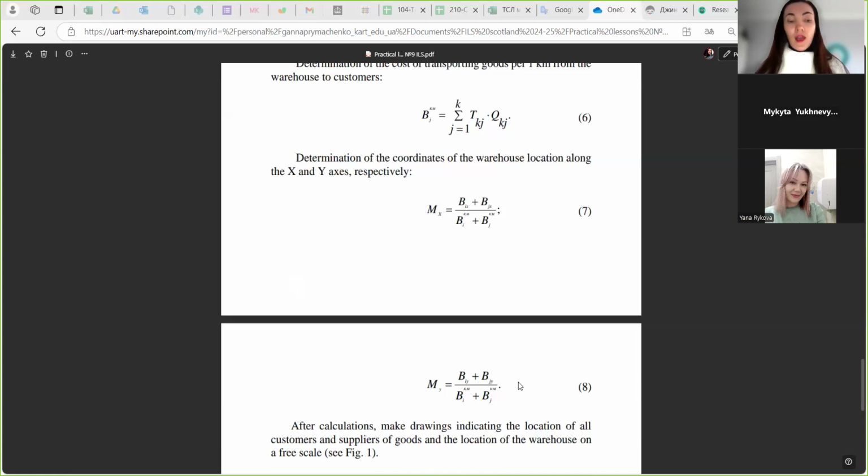And our denominator is the same as in formula number 7. It is also the result of our formula number 5 and 6. So the denominator is the same as the previous formula. Okay, calculate it. Also, our result is in kilometers, and also we leave two symbols after the point. It is okay.